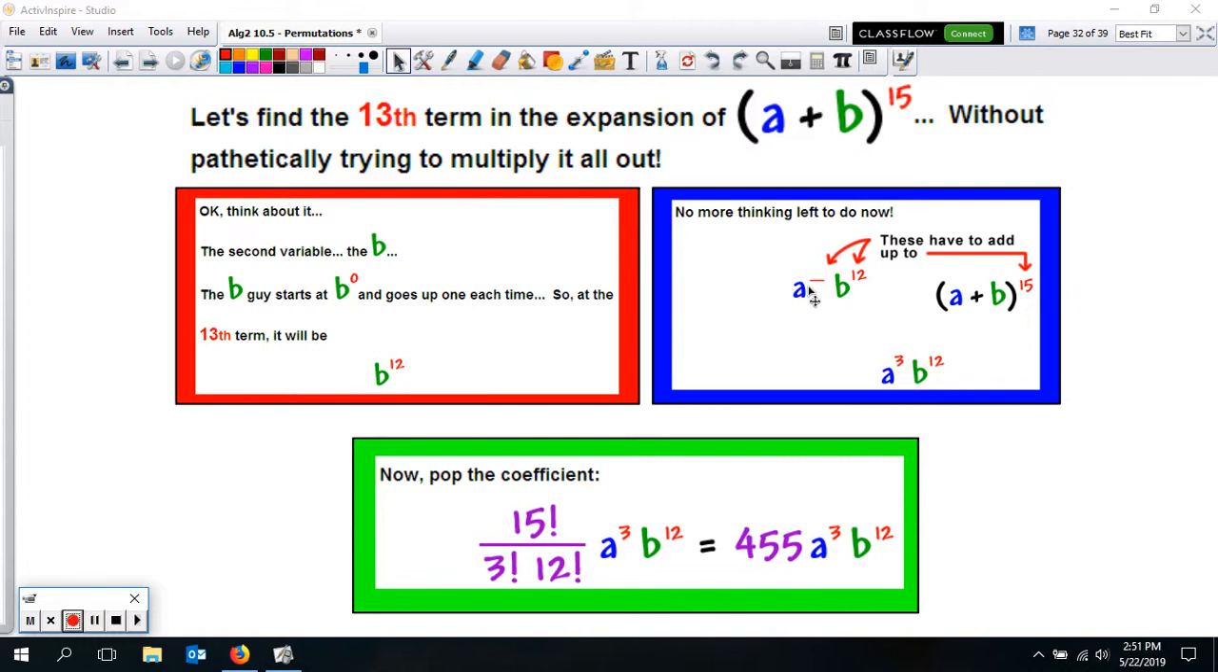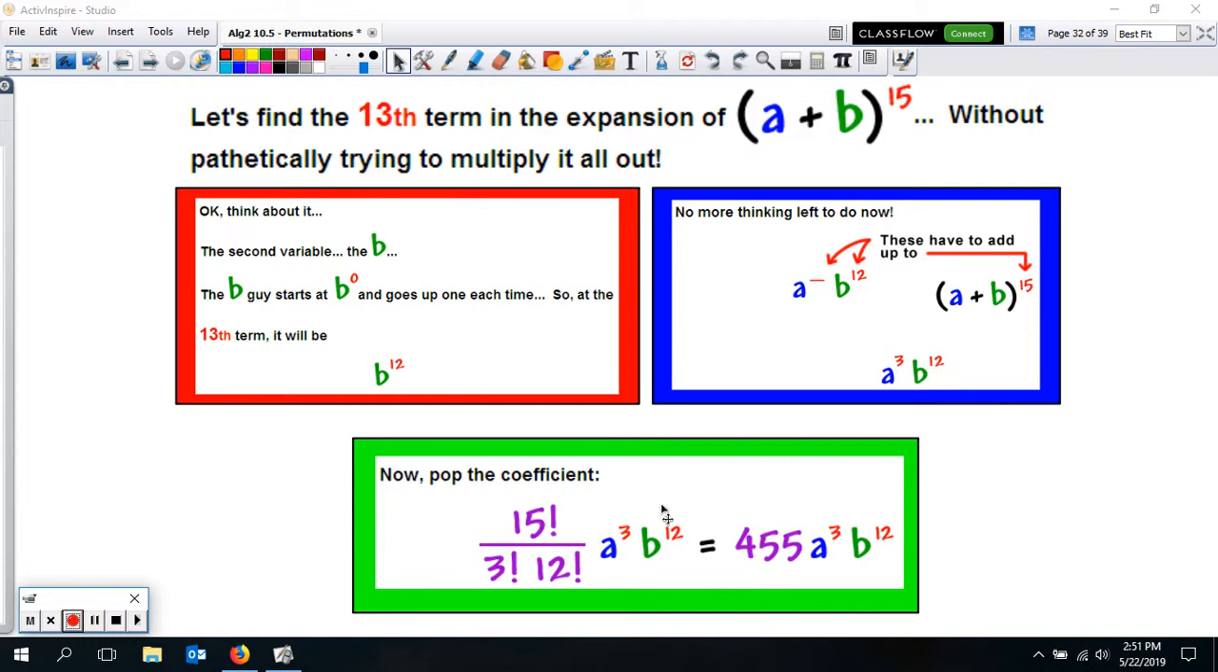So then we can say, all right, at that point, what would the exponent for a be if this is b to the 12th? We know these two have to add up to that exponent of 15. So that means a has to be 3. So far we know that now: a to the 3rd and then b to the 12th.